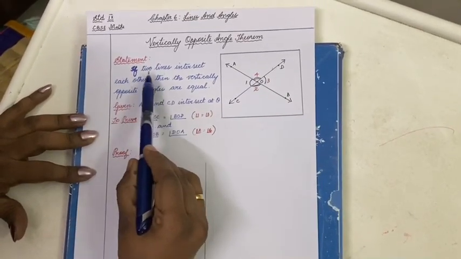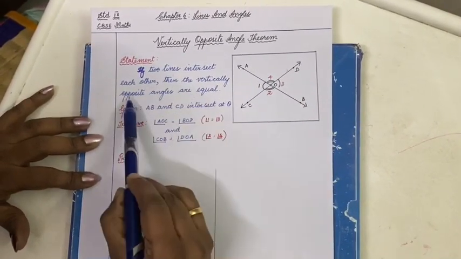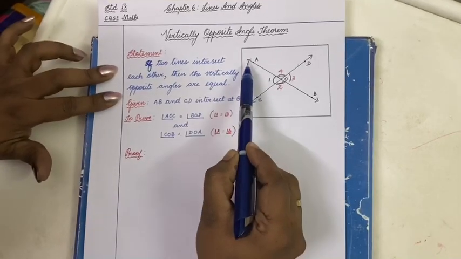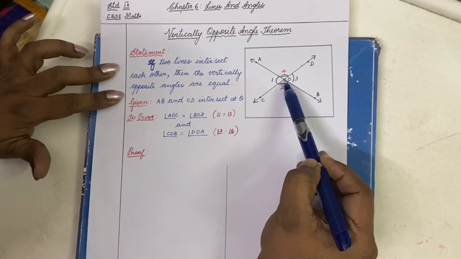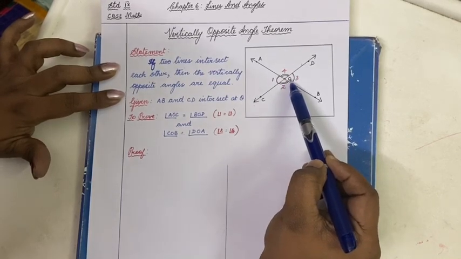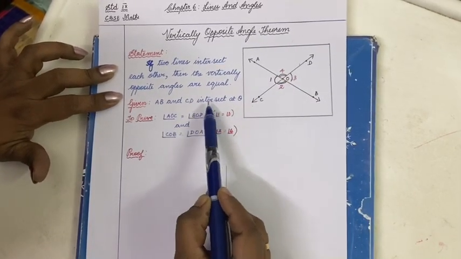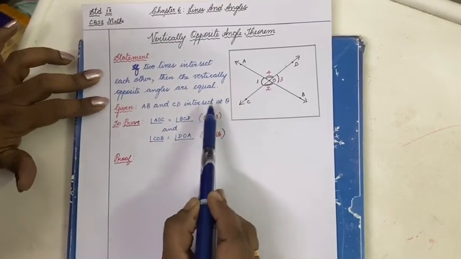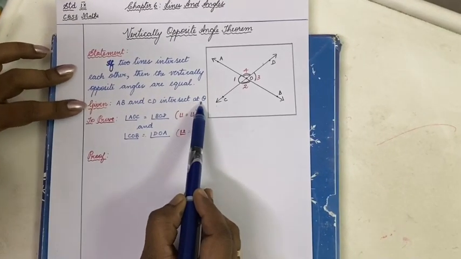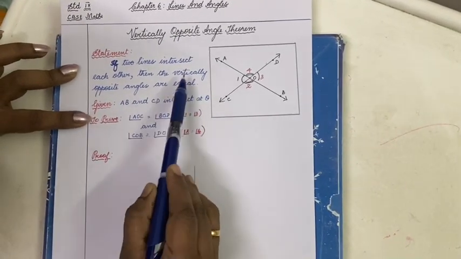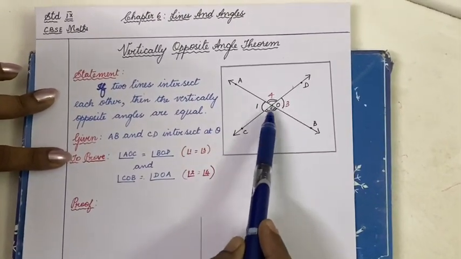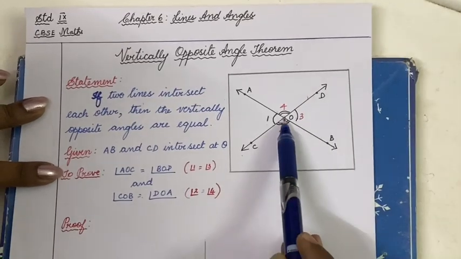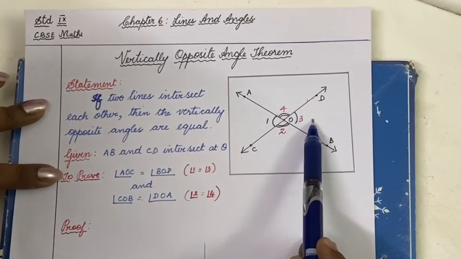First, the statement: if two lines intersect each other, then vertically opposite angles are equal. So, here we have AB, one line, CD, the other line, two lines intersect at O. AB and CD intersect at O. This is the statement which is given to us. What are we supposed to prove? The vertically opposite angles are equal, that is angle AOC and angle BOD. We have to prove these two angles are equal.